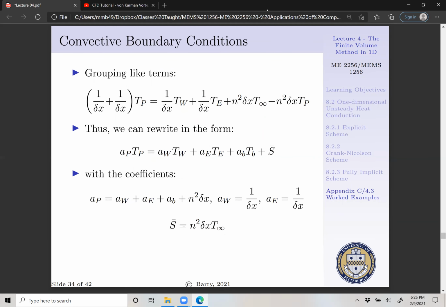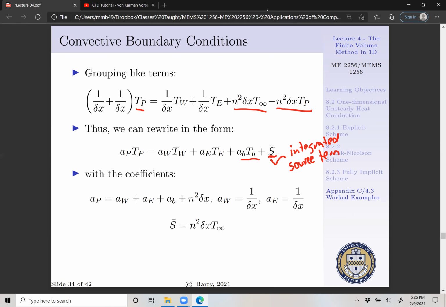If we group our like terms, we'd have 1 per delta x plus 1 per delta x TP is equal to 1 per delta x T west plus 1 per delta x T east plus n squared delta x T infinite minus n squared delta x TP. Now, what we're going to do is rewrite it in our standard form. APTP is equal to A west T west plus A east T east plus A boundary T boundary plus our average or our integrated source term.